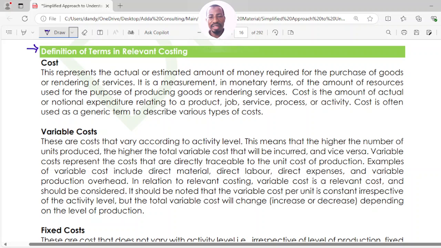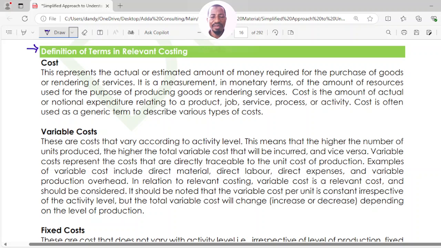But provided the activity level changes, then the total variable cost will also change. What are the examples of variable cost? Remember when we did operating statements, I mentioned to you that variable costs are also known as direct costs or marginal costs. Under the marginal cost, we have direct material, direct labor, direct expenses, and variable overhead. Those are the four elements that make up the variable cost of production.